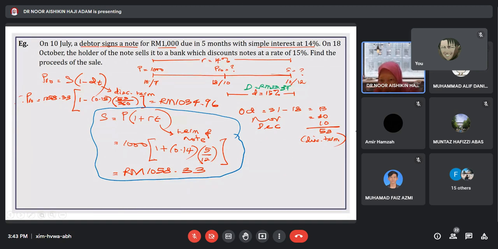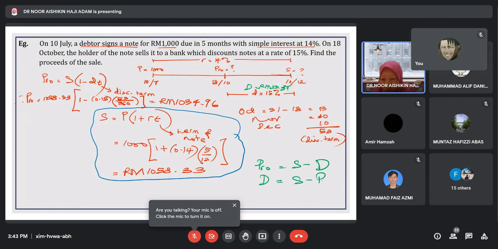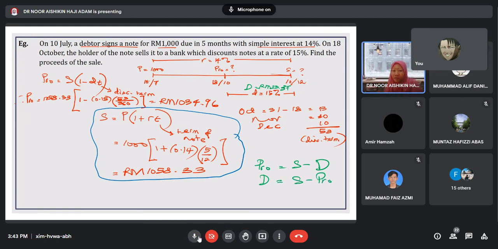Oh, formula kita proceeds. Proceeds equals to S minus D kan? You nak D kan? S minus P lah. Proceeds. Difference. Faham tak? Makin faham tak? Kelas? Tengah hadam. Bolehlah daripada tadi. Kan, makin faham.